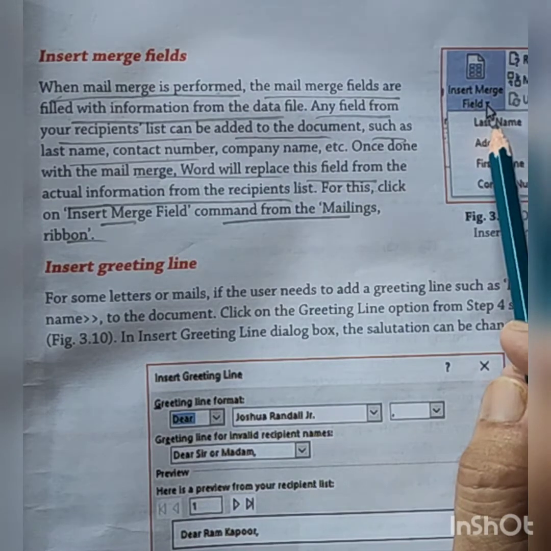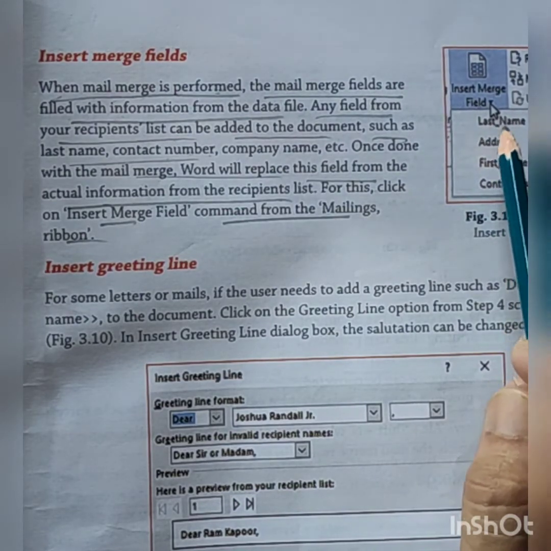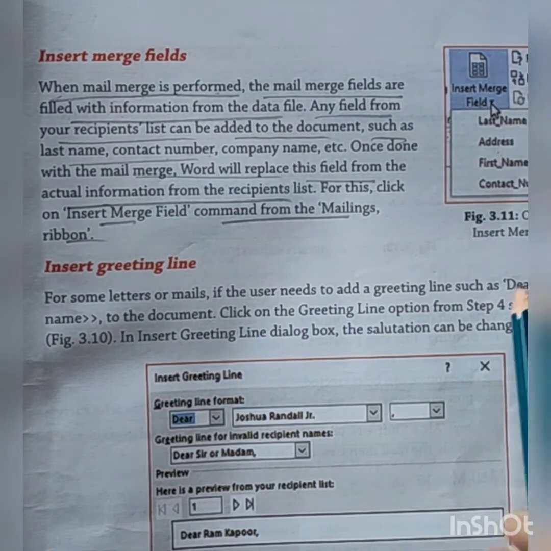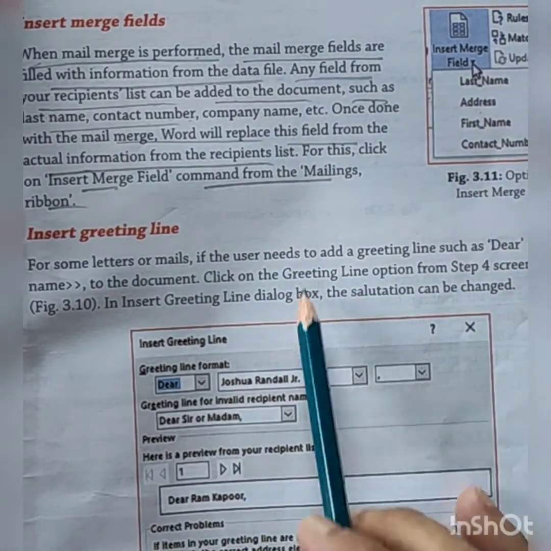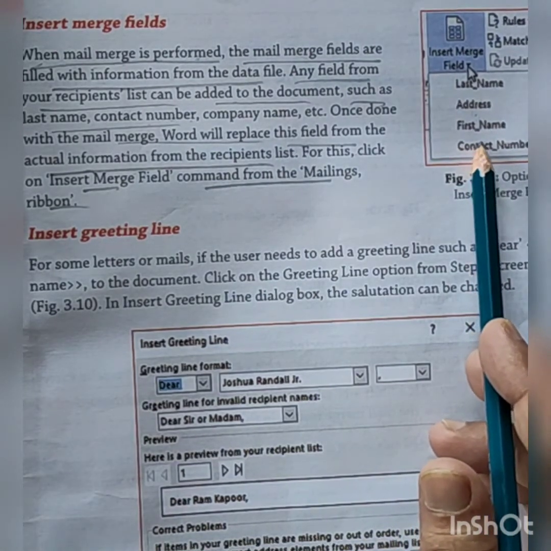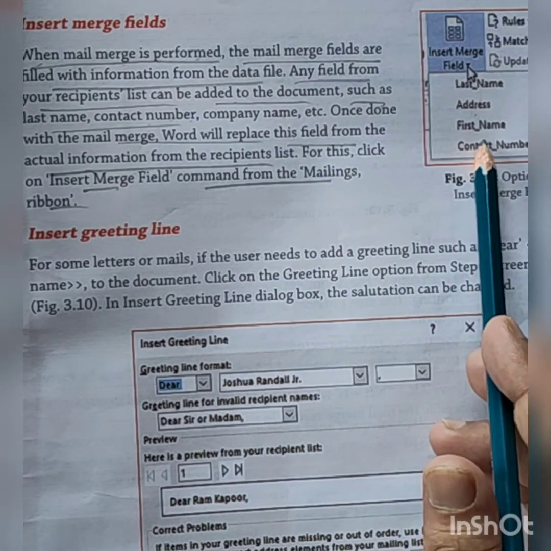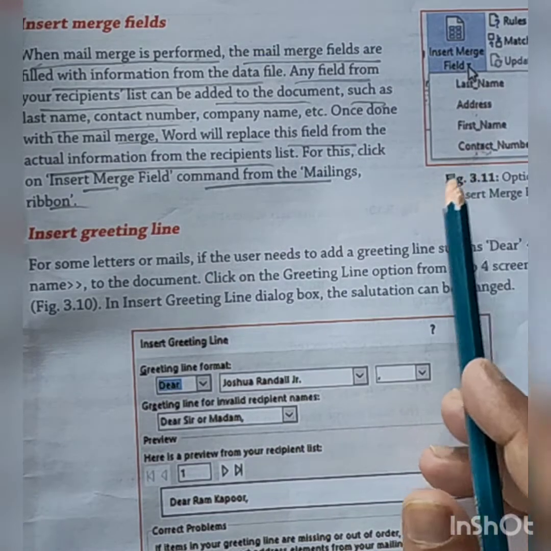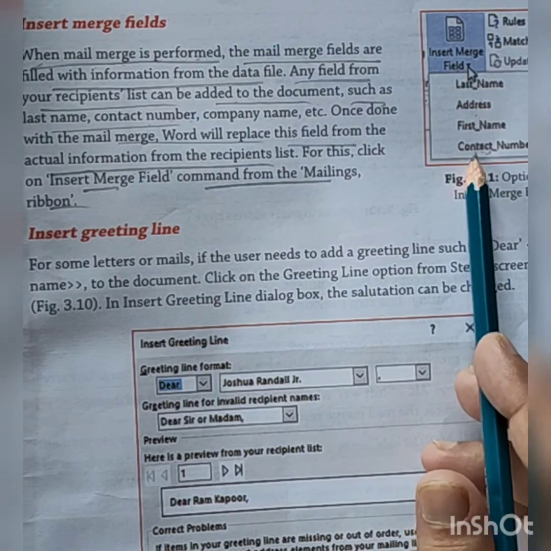If we click the options, it will be added: last name, address, contact number, email ID, like that it will be added. Then after that, it will be sent to the respective recipients after selecting the names. Insert merge field, view merge data. So that time it will be selected one by one and we can send to the respective recipients.